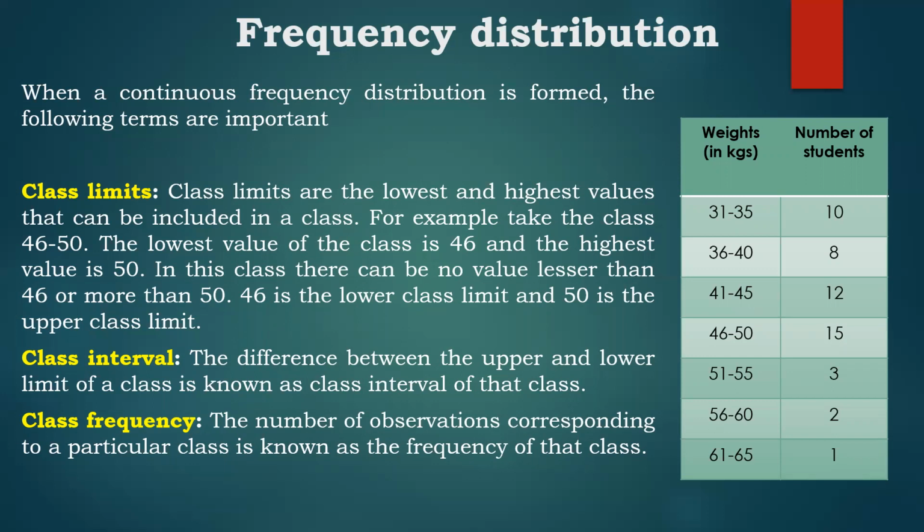So no value will be lesser than 46 in that class interval, and no value will be more than 50 in that particular class interval. So 46 is known as the lower class limit and 50 is known as the upper class limit. Next, we'll see what is class interval. The difference between upper and lower limit of the class is known as class interval of that class. Then the class frequency. The number of observations corresponding to a particular class is known as the frequency of that class.